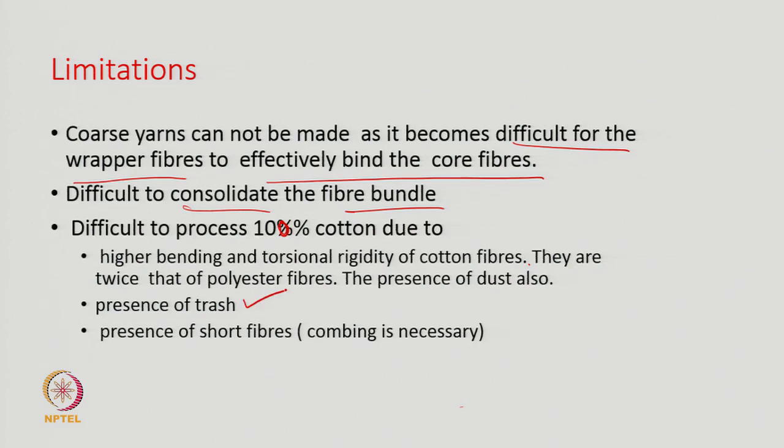The other thing is the presence of trash and dust and presence of short fibers. So, if it is there, we have to go for combing always, and even then 100% cotton processing is difficult. We can go for blends, cotton with polyester, cotton with viscose, or PV, polyester viscose blend, processing will be easy. The trash will always be there, and some dust particles will be there. So, these dust particles are going to choke also, they will accumulate within the jet, and after some time the yarn will break.